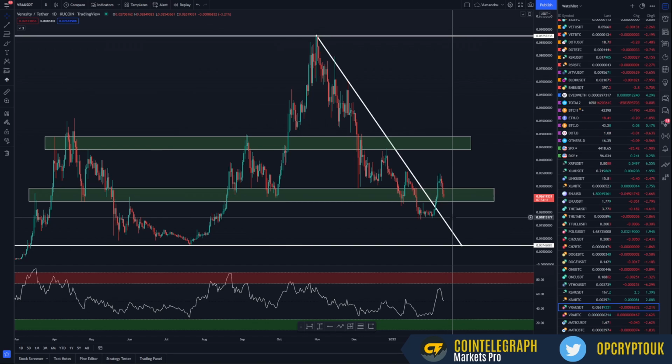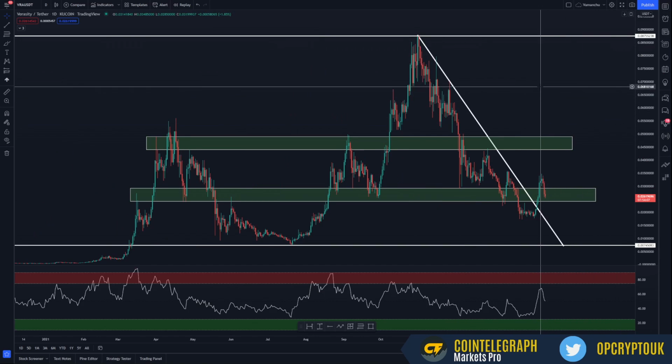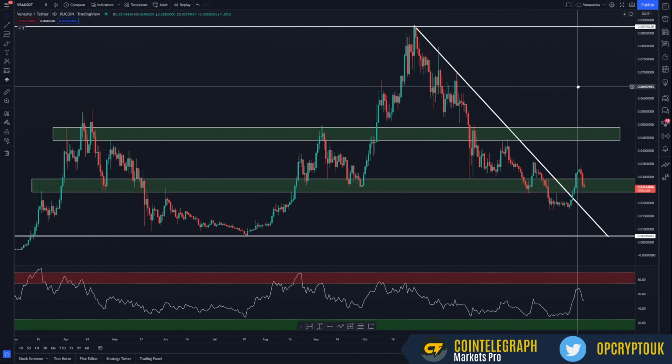So we will start off with VRA USDT, the daily time frame, and this is the Q coin chart. It does have predominantly most of that volume. So looking at the daily time frame, a few clear and concise levels.